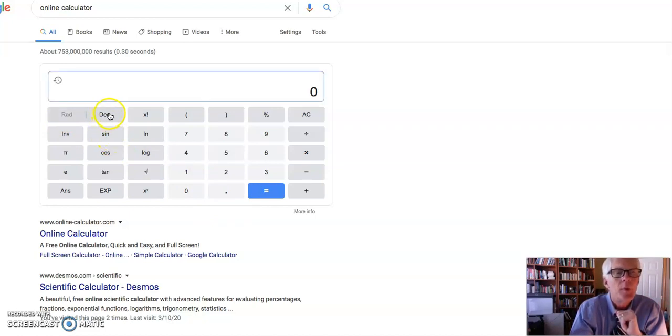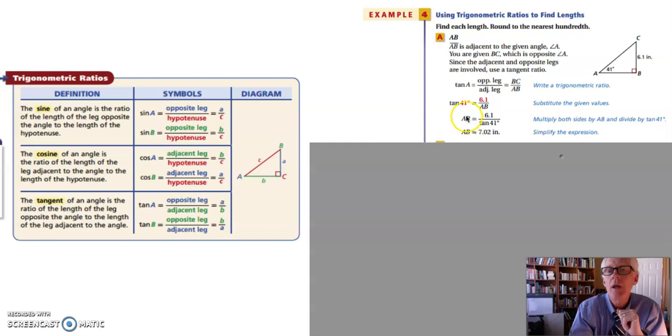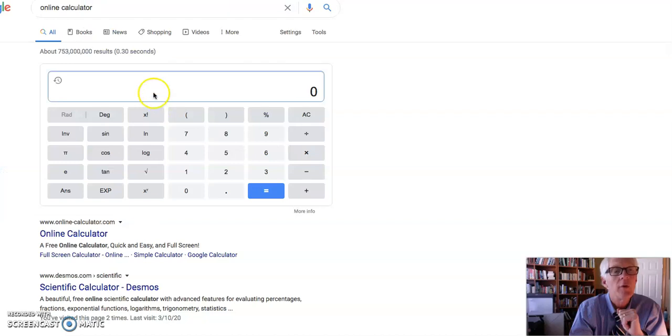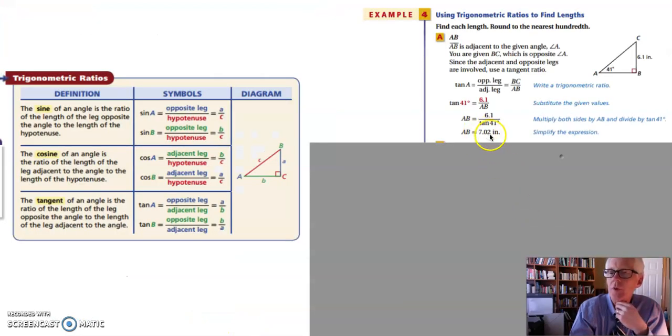So let's see if it works. We wanted tan 41 equals 6.1 over AB. So if I go 6.1 divided by tan 41, I'll go to my calculator. 6.1 divided by tan 41 gives 7.017, rounded to 7.02. So you may use that calculator if you need to.